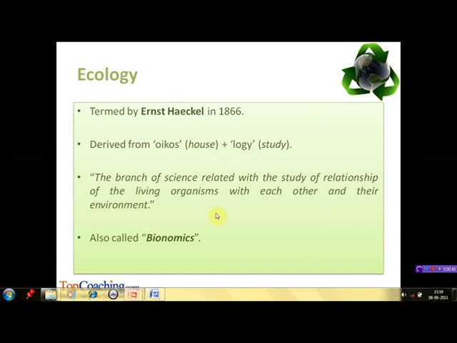Ecology is also sometimes referred to as bionomics. It includes the study of various types of organisms, their adaptations, their geographical distributions and abundance, development of various communities and their structures, natural cycles, their rhythms, etc.